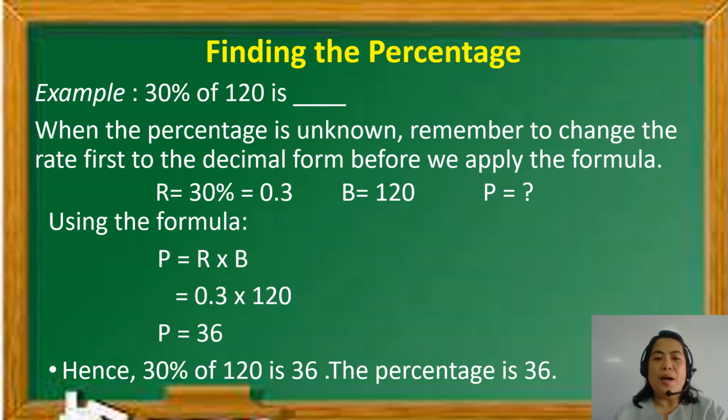Our base is equal to 120. Using the formula, P is equal to R times B. So substitute the given: P is equal to 0.30 times 120. The product of 0.30 and 120 is equal to 36. Hence, 30% of 120 is 36. The percentage is equal to 36.